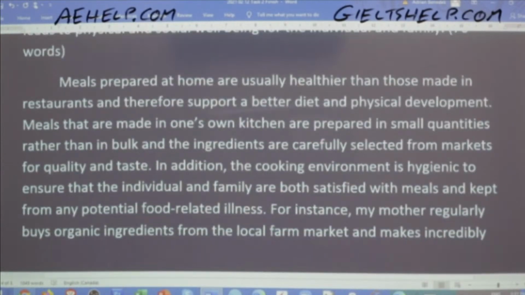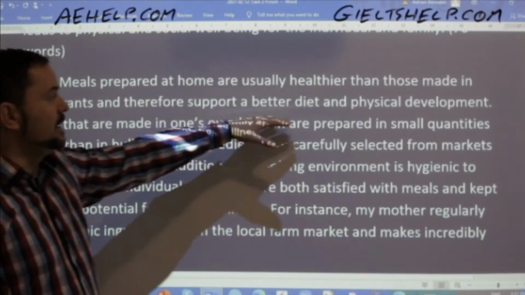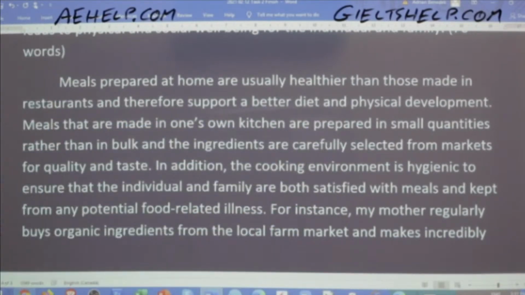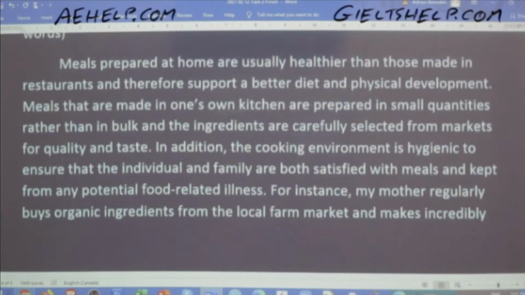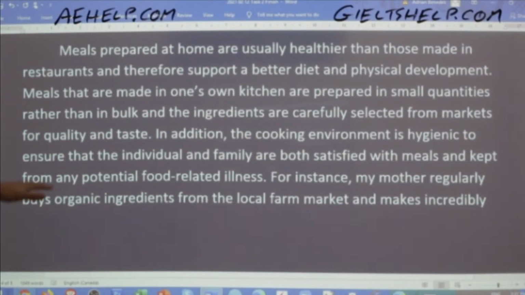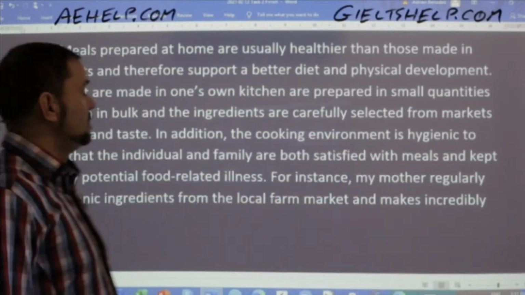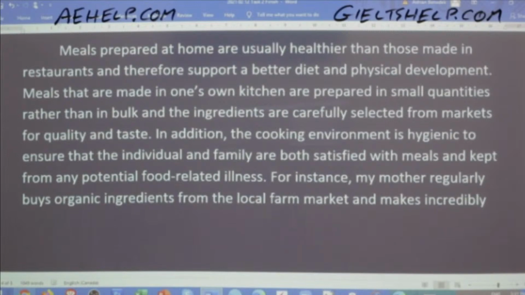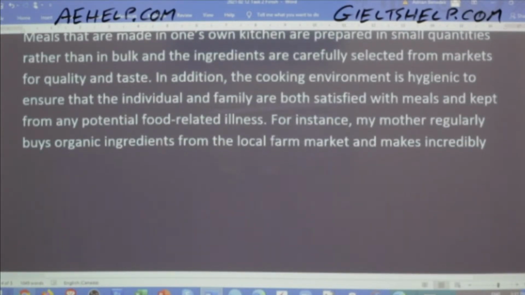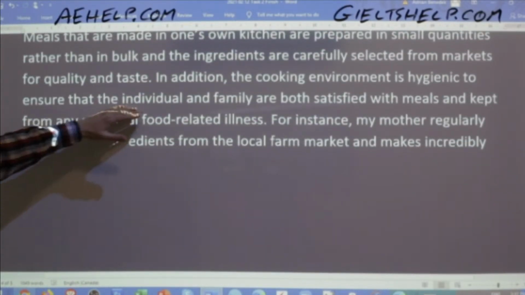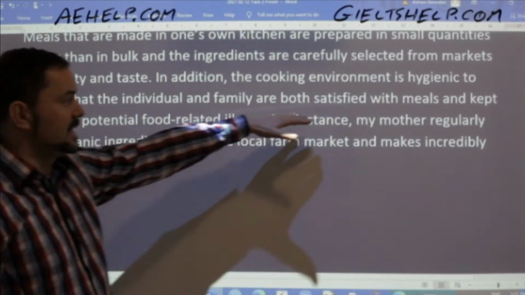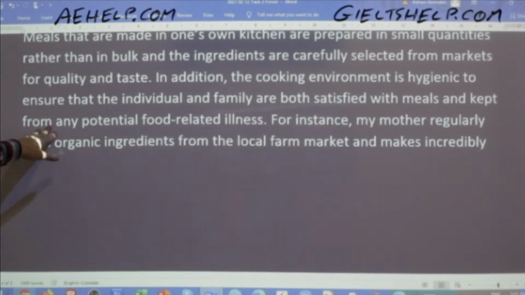Meals prepared at home are usually healthier than those made in restaurants and therefore support a better diet and physical development. Meals that are made in one's own kitchen are prepared in small quantities rather than in bulk, and the ingredients are carefully selected from markets for quality and taste. In addition, the cooking environment is hygienic to ensure that the individual and family are both satisfied with meals and kept from any potential food-related illness.